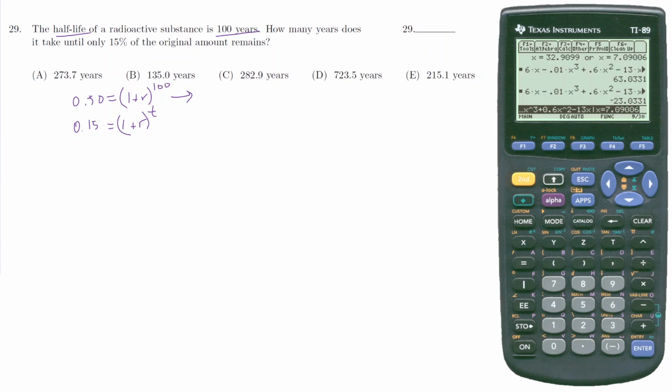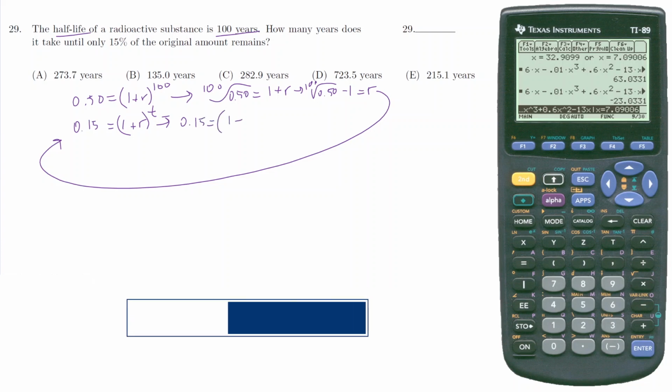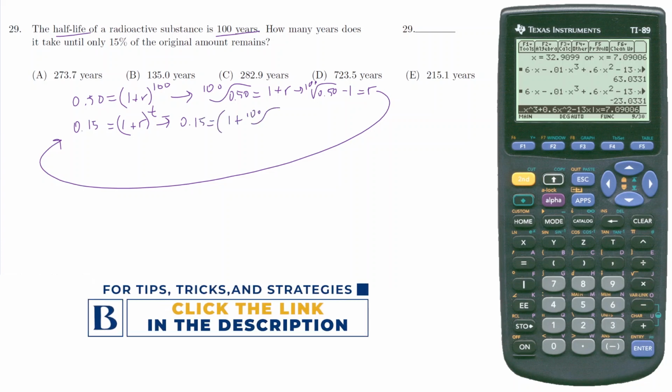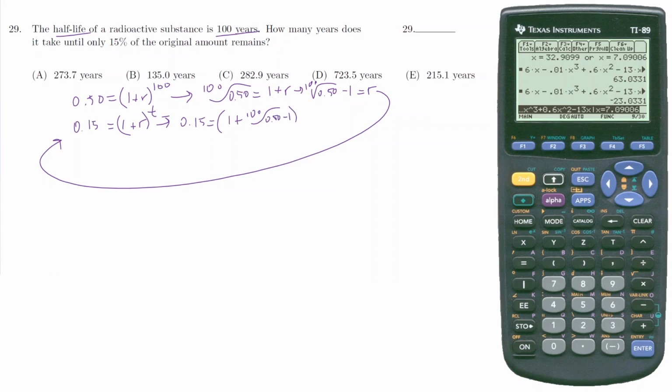So let's just proceed. If I take the 100th root, that's where the calculator question has to be solved by hand first. Then I subtract 1, and I get the 100th root of 0.50 minus 1 equals r. Then I plug that r in here. So I get 0.15 equals 1 plus the 100th root of 0.50 minus 1, to the power of t. In other words, the ones get cancelled, so it's 0.15 equals the 100th root of 1/2 to the power of t. That's pretty much what I have to solve.